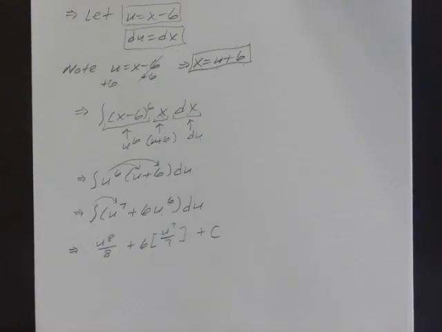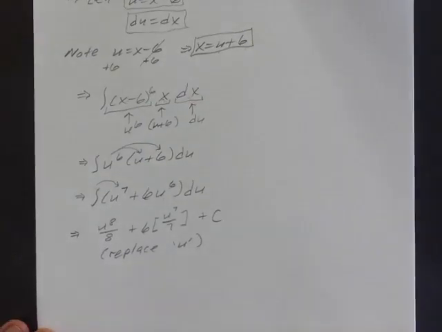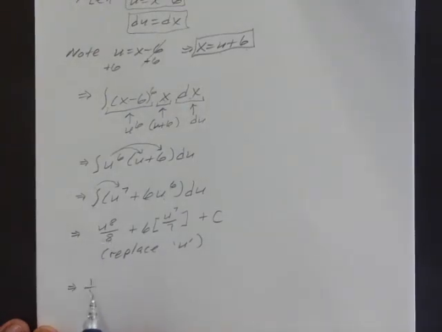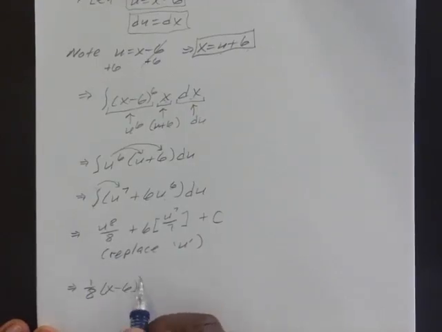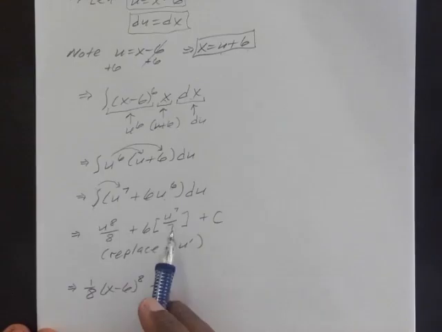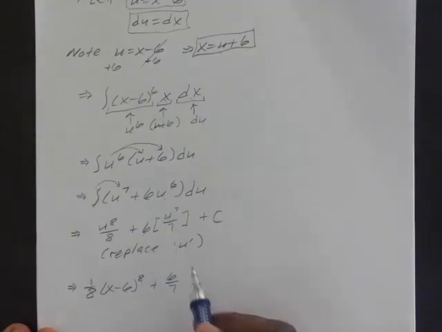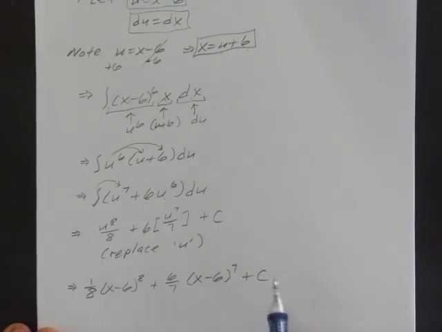Okay, so now all we have to do is just replace our u. So that 1 over 8, we can factor that out to the front. So we have 1 over 8. Instead of u to the 8th power, that's (x - 6) to the 8th power. Plus, factor that 1 over 7 out, that's 6 over 7. And instead of u to the 7th power, that's just (x - 6) to the 7th power plus c.